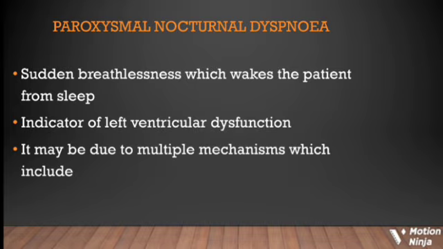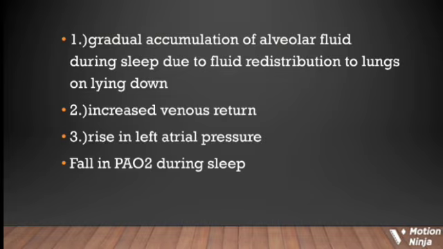Now you have all heard about paroxysmal nocturnal dyspnea, which is a marker of left ventricular disease, where the patient goes to sleep, and in the early hours of sleep itself the patient gets up with breathlessness, goes to the windows, opens up, gets fresh air, and sometimes the breathlessness subsides. There are many mechanisms explaining paroxysmal nocturnal dyspnea. It could be due to gradual accumulation of alveolar fluid during sleep, due to redistribution of fluid to the lung due to increased venous return, or it could be that the diaphragm moves up on lying down, and there is increased left atrial pressure. Also at night there is a fall in PaO2, so there is a stimulation of the respiratory centers.